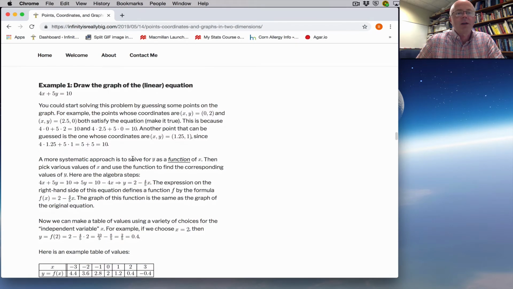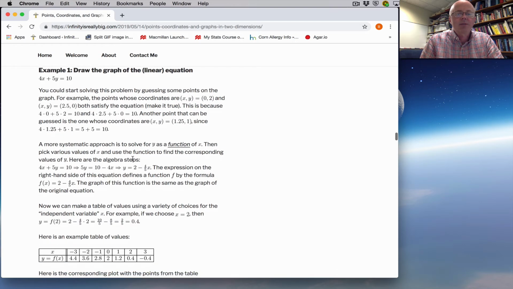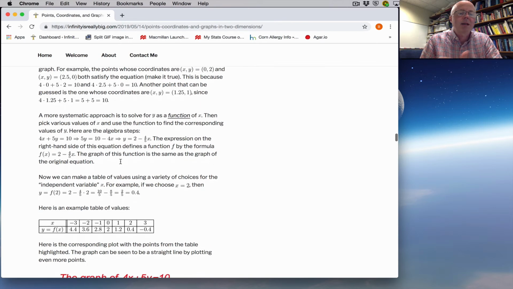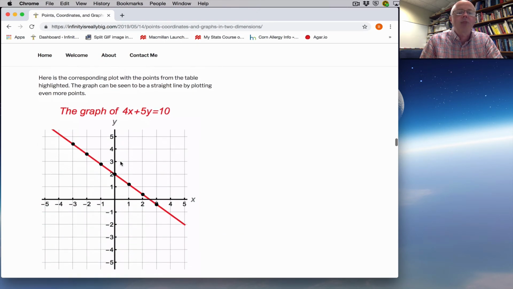Example 1 is to draw an ordinary kind of graph. Hopefully this is something you've done before. So I go through the steps. Maybe you want to be systematic about it and solve for y as a function of x and then make a table of values, and here we go. There's a graph of that linear equation, and it is a straight line.